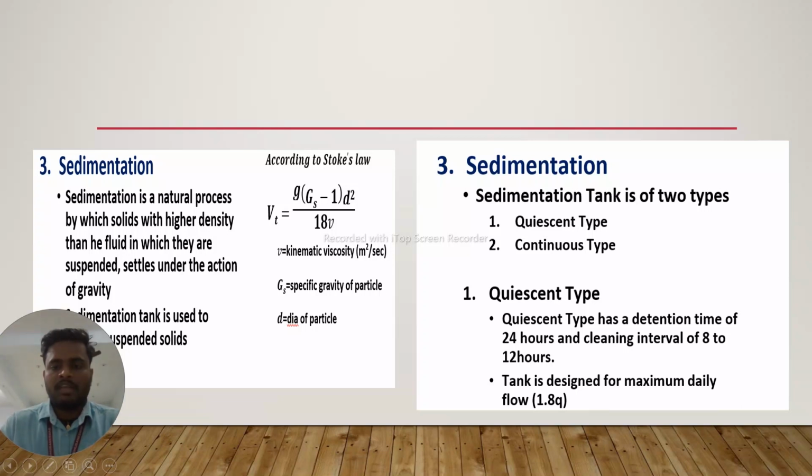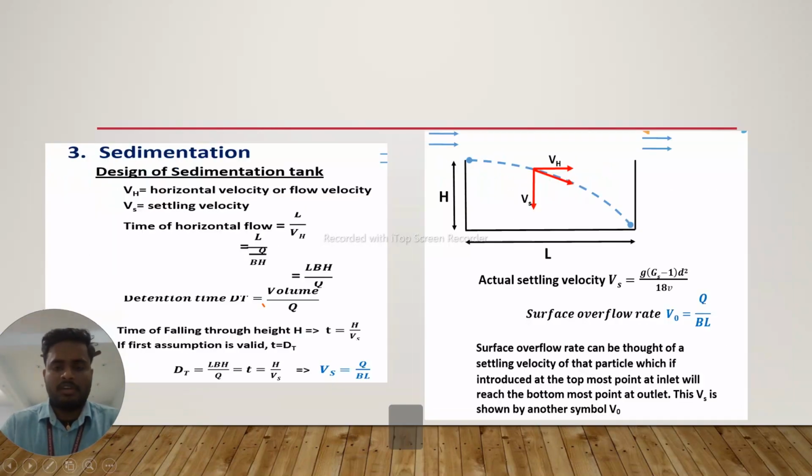What is the quiescent type? It has a detention time, meaning the time for which water is held. The detention time is 24 hours, and after the detention time we have to clean the sedimentation tank, at an interval of 8 to 12 hours. The tank is designed for the maximum daily flow of 1.8 Q, where Q stands for discharge. So this is basically the design.